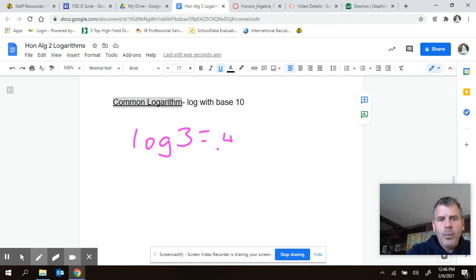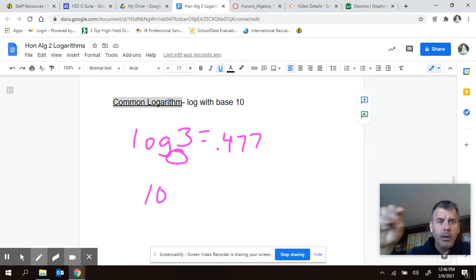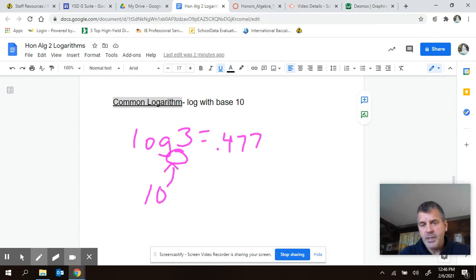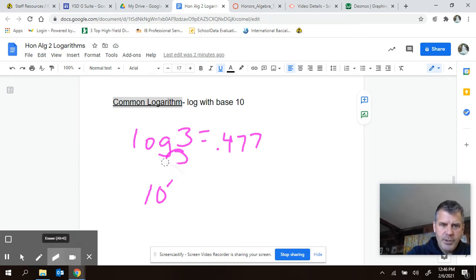So what does this mean? It means that when there's nothing written in our subscript, the base is automatically 10. A common logarithm is log base 10, and all logarithms that are just written log, like log 3 you see here, are automatically assumed to be base 10. So what does this mean in this situation? When you see log 3, you type that in your calculator and that's equal to 0.477.